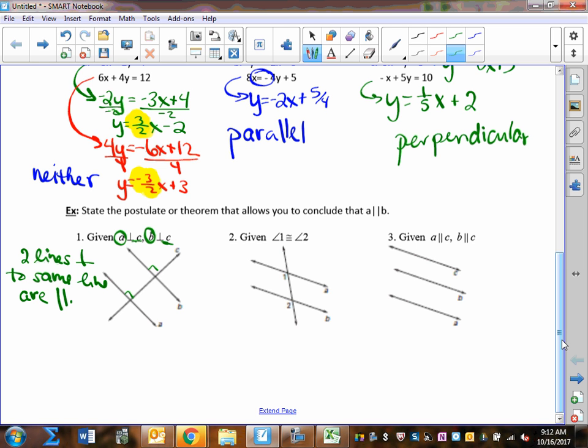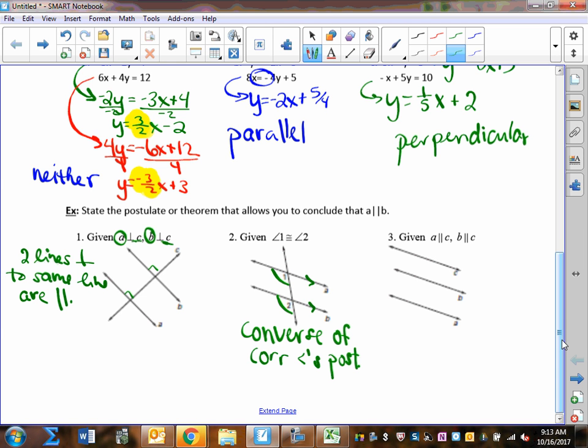Alright, now with number 2, they told us that 1 and 2 are congruent. Think to yourself for just a few seconds, what can we use to help us prove that A and B are parallel? Think back, what can we use for that? Alright, what are our thoughts? What can we use? Converse of corresponding angles. Very good. So converse of corresponding angles postulate. So again, 1 and 2 are corresponding angles and they're congruent, so we say the lines are parallel.